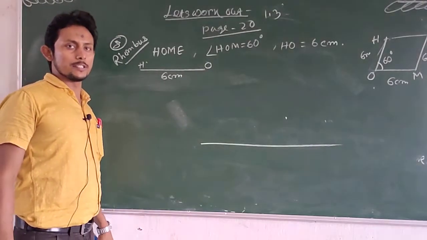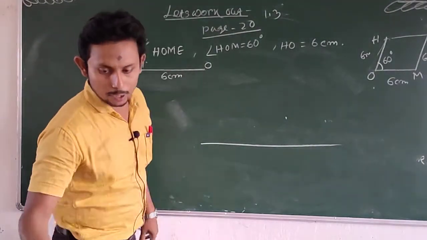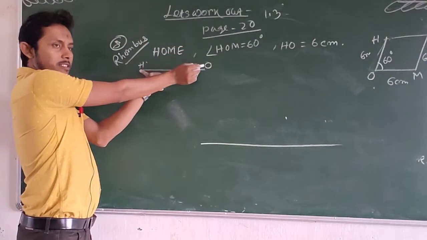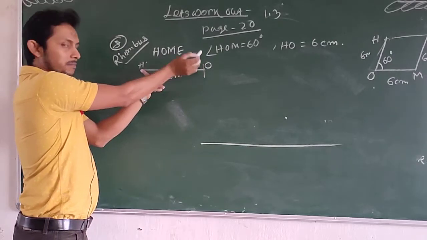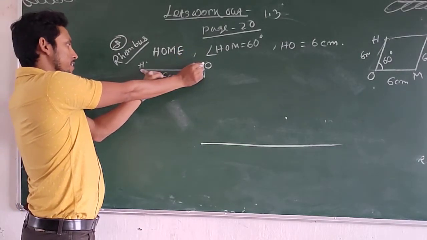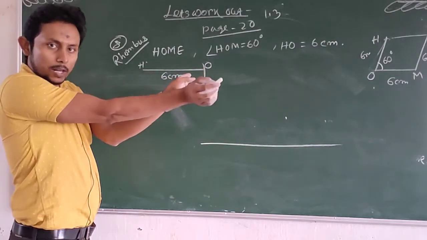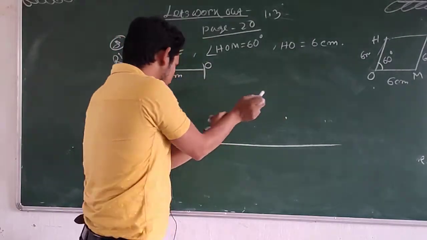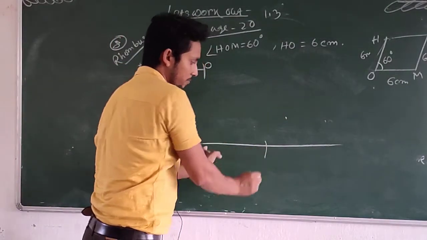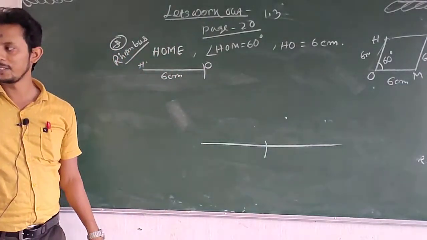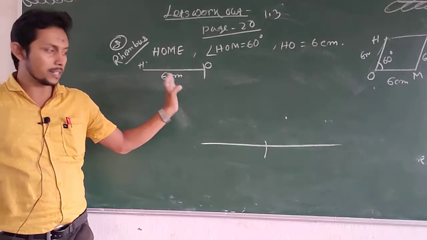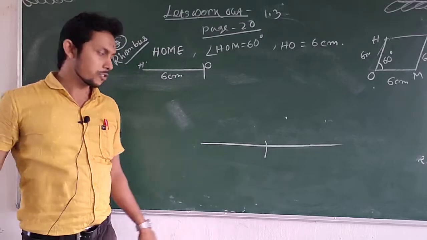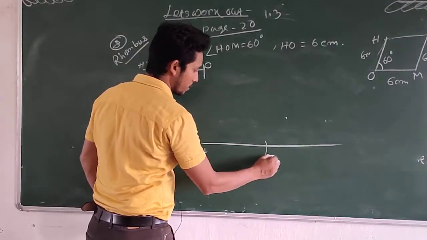Then after that you need to use the compass. Using the compass, measure and cut it here. And whatever the measure was, don't change the measure, come here and also cut it here. Understood? So that means it was 6 centimeters and it is also 6 centimeters. Clear or not clear? So this is HO.